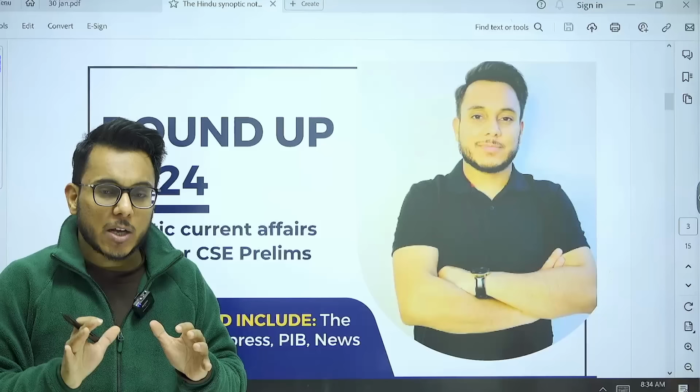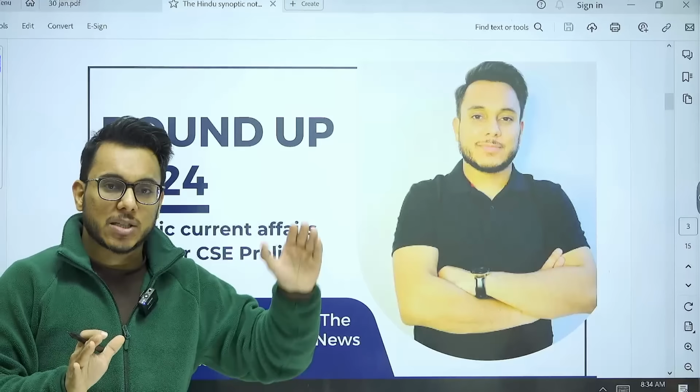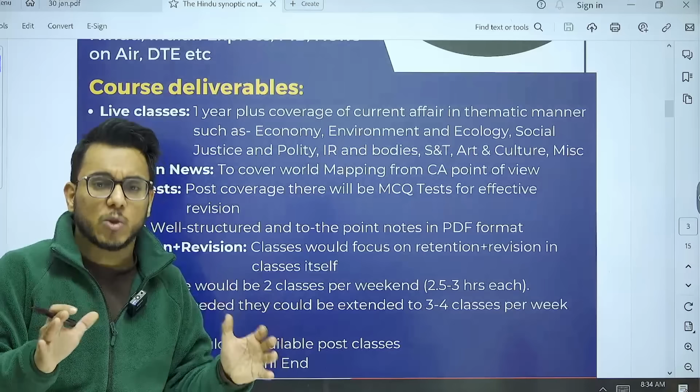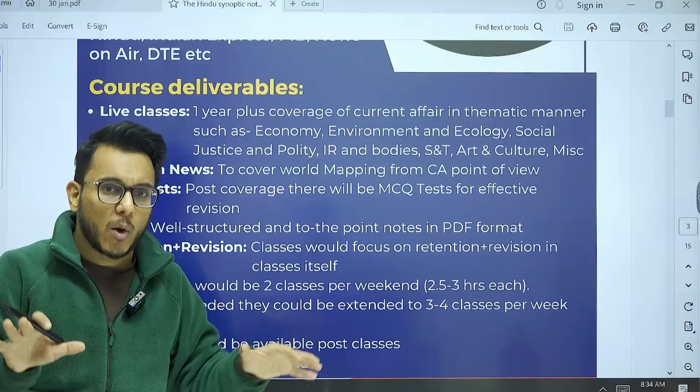In this particular module, we are going to cover the entire year's current affairs in a theme-based manner, where current affairs in themes such as economy, environment, social justice, polity, art and culture will be done. Also, we are going to cover Indian Express, Down to Earth, The Hindu, PIB; all the important news on these important platforms would be covered.